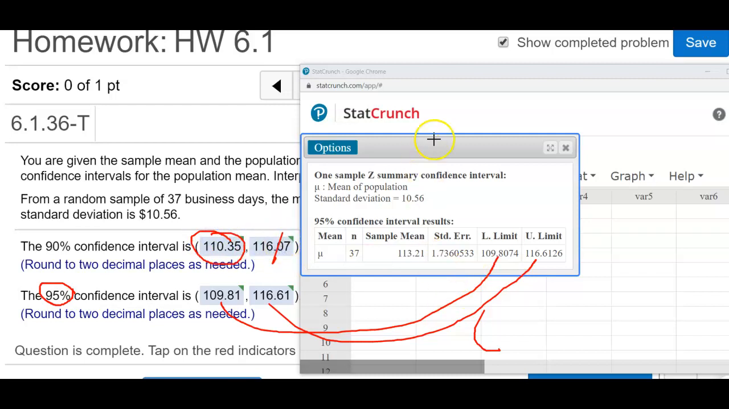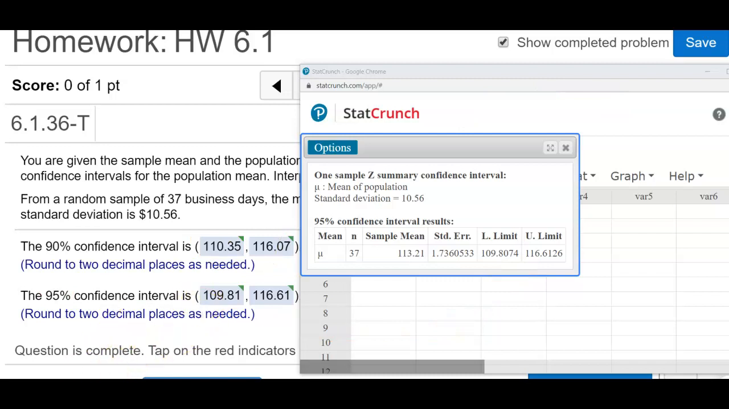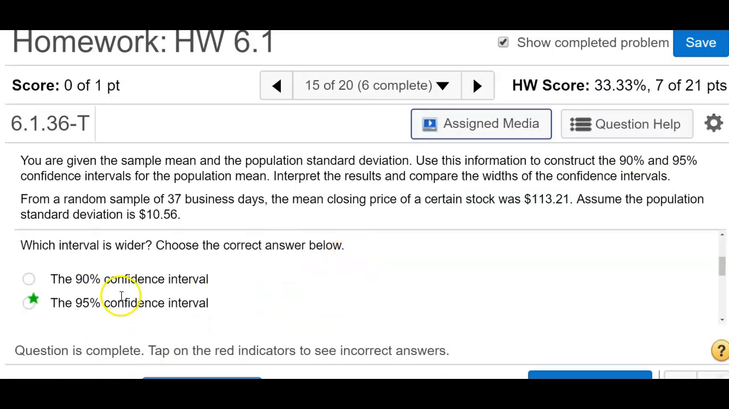So if I graph it on the number line, you have 110 right here and 116 right here. I'm going to change the colors for 95%. 95%, 109 is before 110 and 116.61 is after 116. So you see that 95% is wider than 90%. Let's go ahead and see the next question. So definitely 95% is wider, because the area under the curve at 95 is more than 90%.